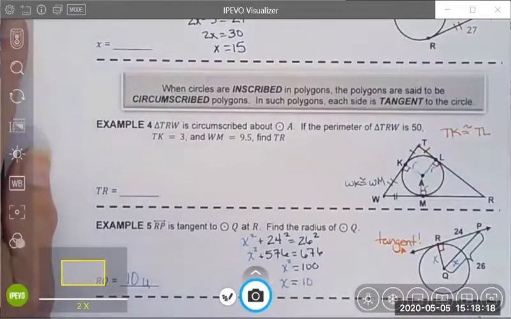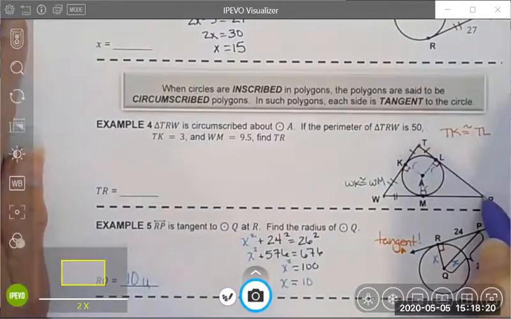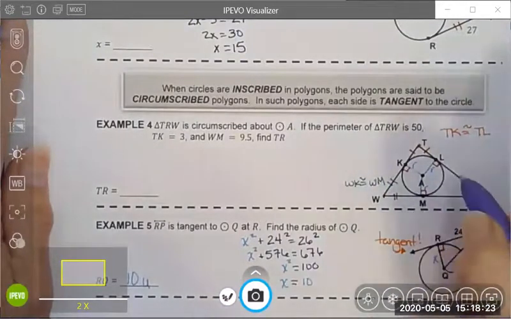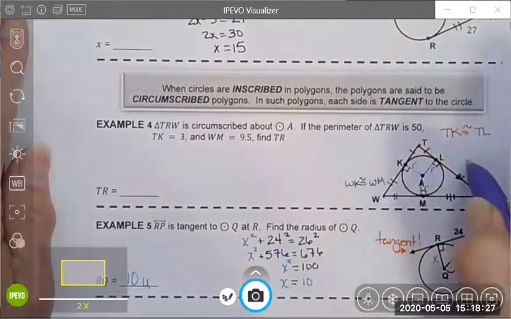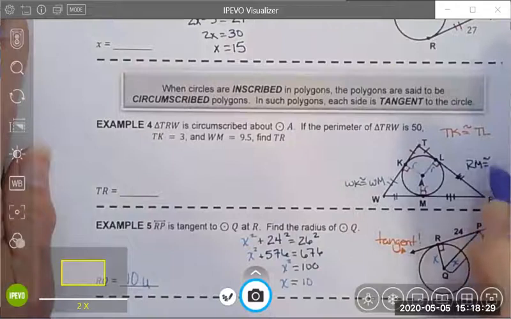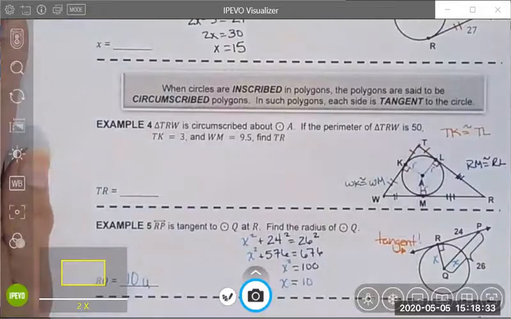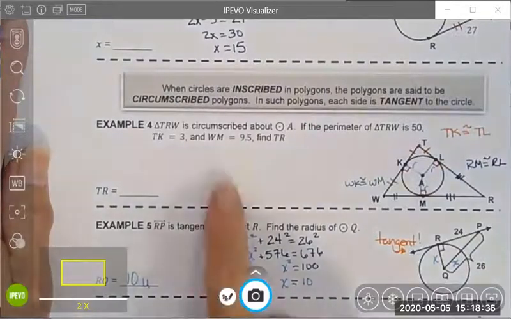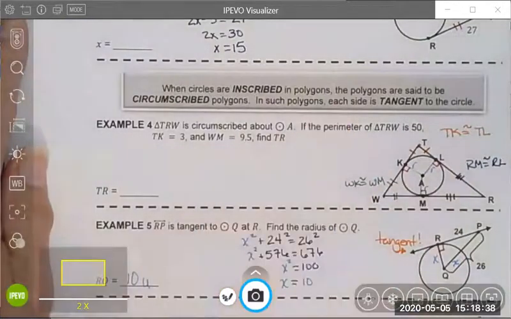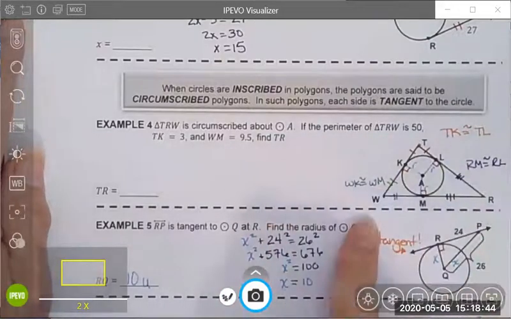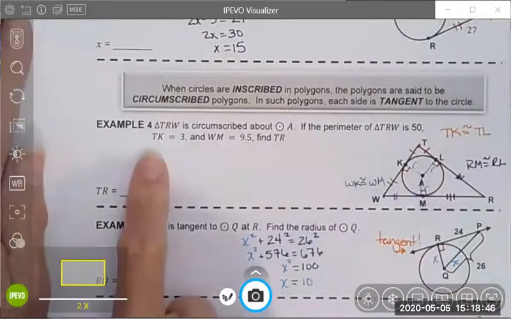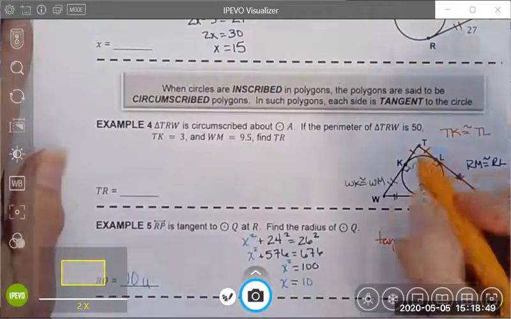You see what I'm doing here? Finally, point R is an external point tangent to the circle in two places, and therefore RM is going to be congruent to RL. So we've got lots of really good congruencies there that make solving easier, and that's all this theorem is saying. And that helps us with this problem. I know the perimeter of the whole triangle is 50. I learned that TK is 3, so I could label that.